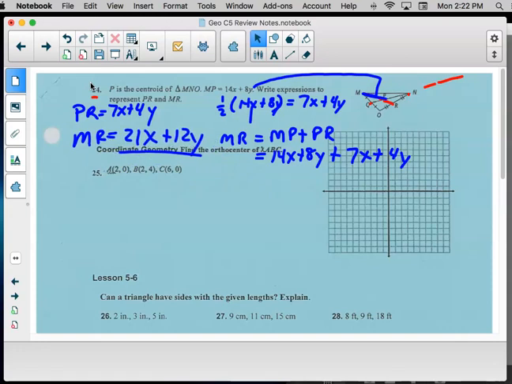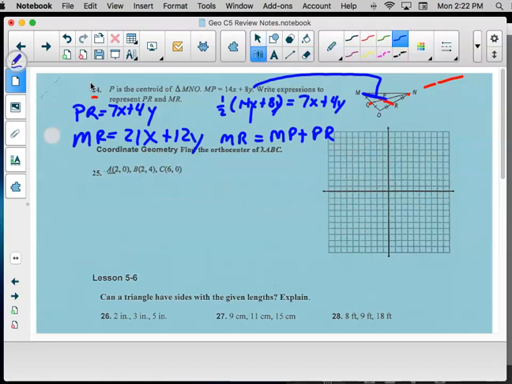Now, on my next one, they're asking me, with coordinate geometry, find the orthocenter. Okay, so I've got my orthocenter set up. I'm going to get 2, 0. That's my A. I've got B, and that's my C. So I've got A, I've got B, and I've got C.